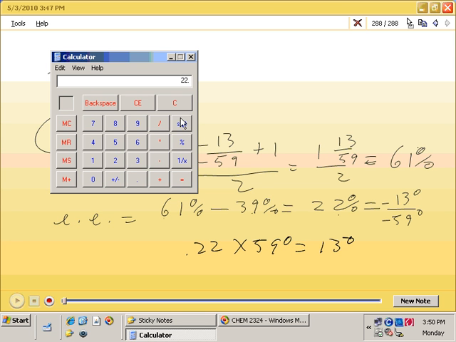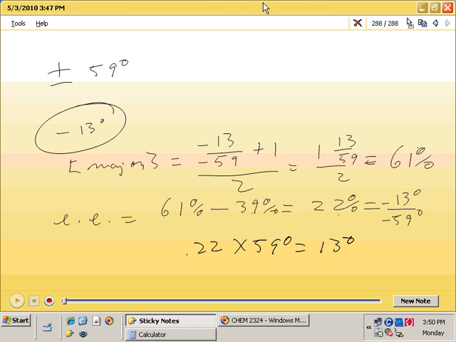0.22, oops, let's clear that. Here's the decimal, 0.22, or 22%. 22% of what? 59 degrees should be equal to 13 degrees right there. So we were able to get that.